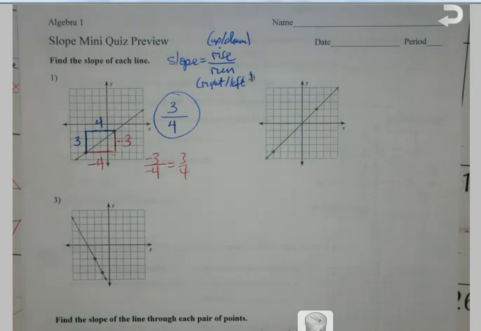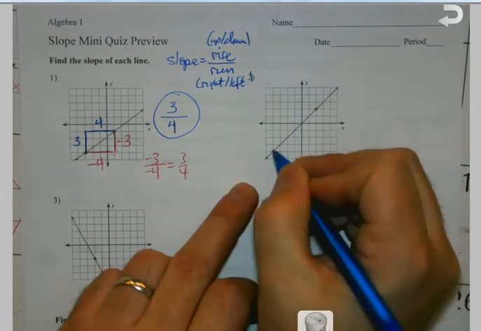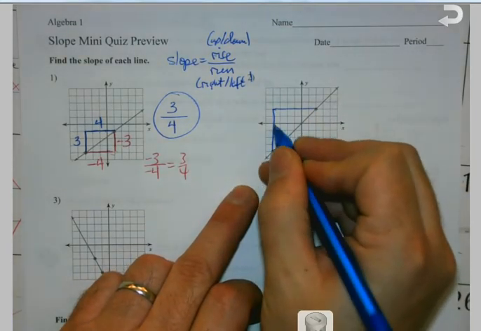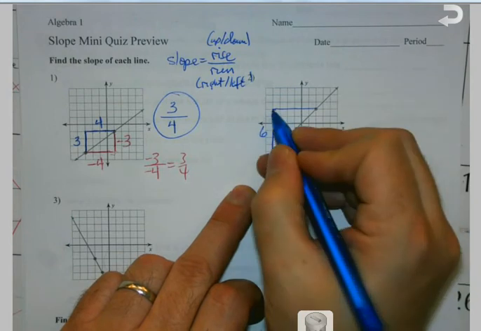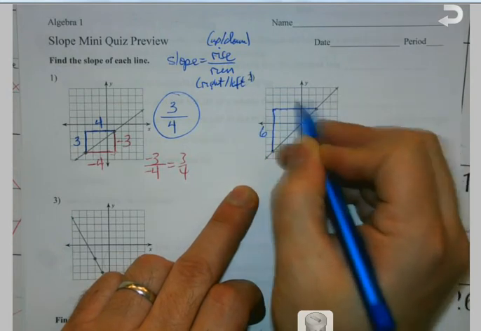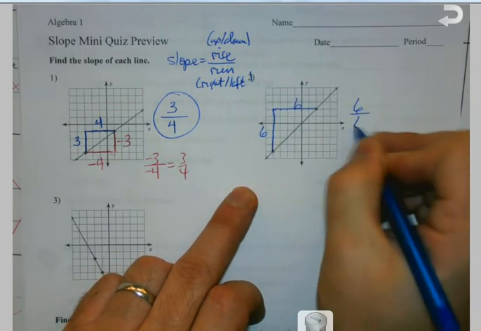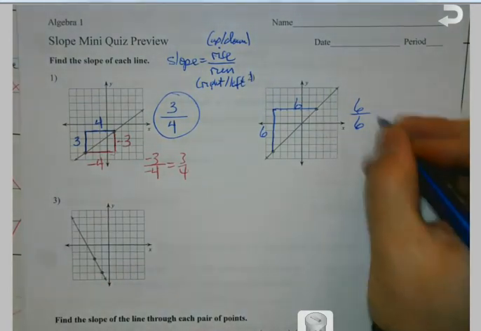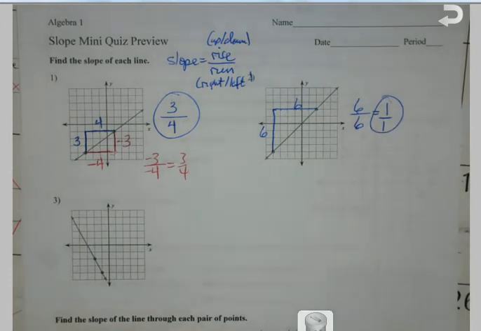Number 2, 6 over 6. Well, let's see. Get my triangle in here. 1, 2, 3, 4, 5, 6. I'm with you. 1, 2, 3, 4, 5, 6. Now, this goes along with what? Reducing. Yes. Is it 1? It's 1. Or if you put 1 over 1, that'd be okay too. Because I always want to reduce things to their simplest form. So that's excellent. Oh, bless you.